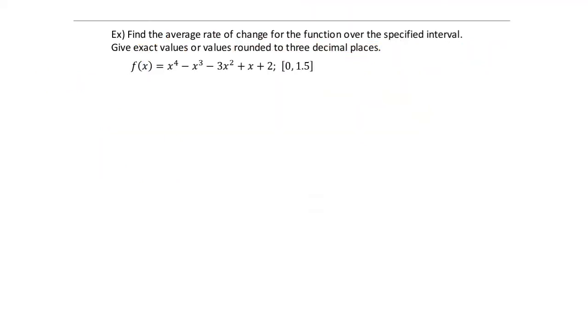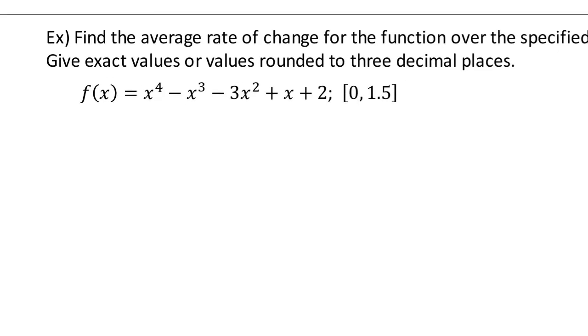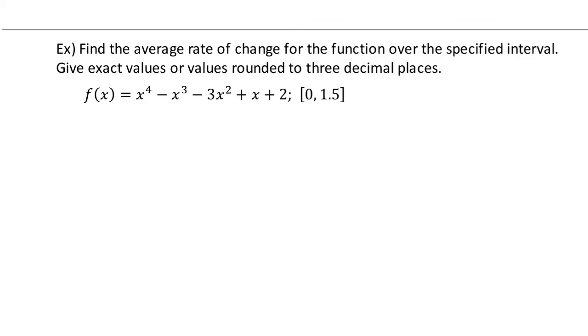All right, so let's go ahead and look now at the second example. The second example says f of x equals x to the fourth minus x cubed minus 3x squared plus x plus 2. Notice I don't have any binomials inside parentheses. That means this is actually in standard form. So this is not factored. This is in standard form, just because I don't have any binomials or trinomials in parentheses.